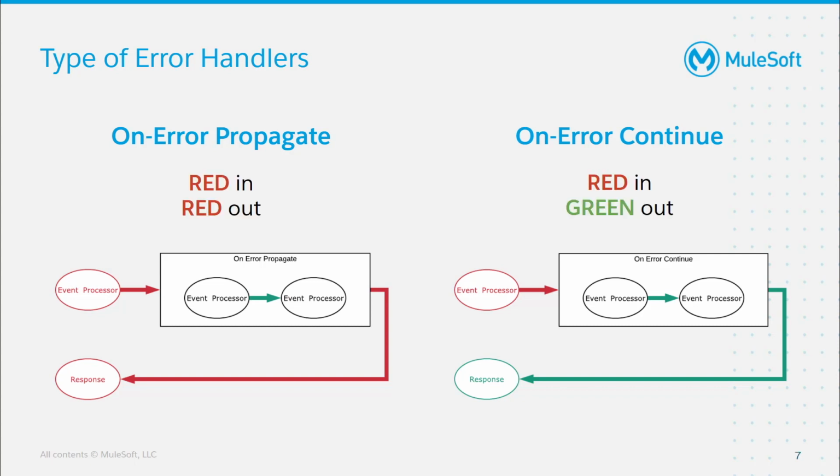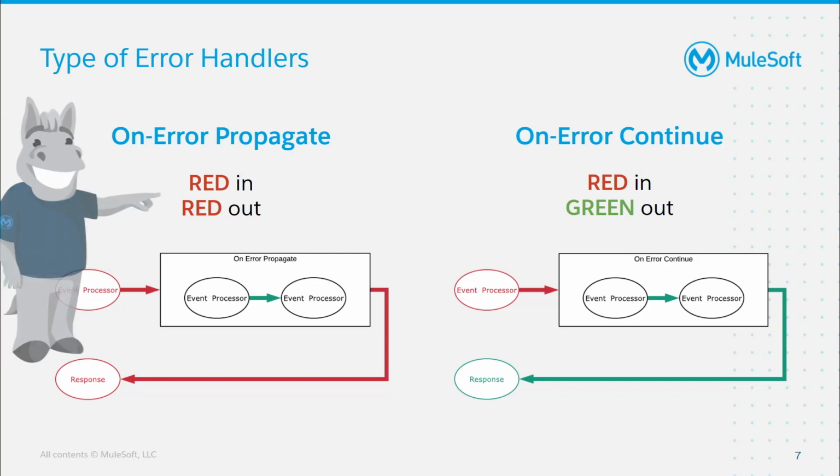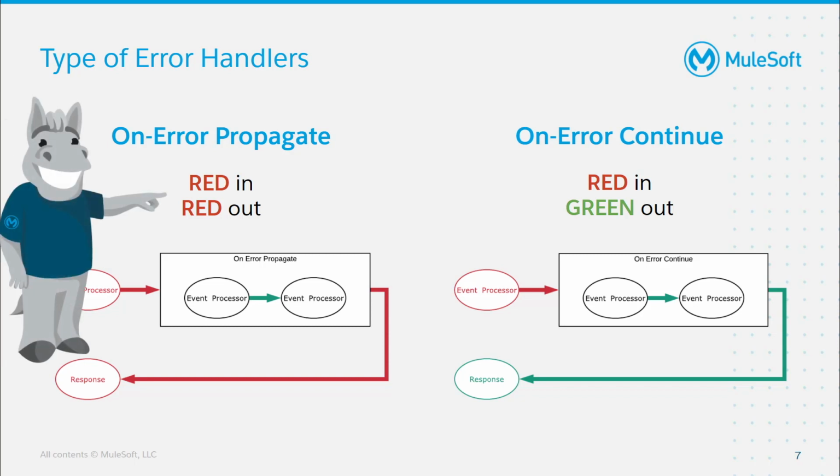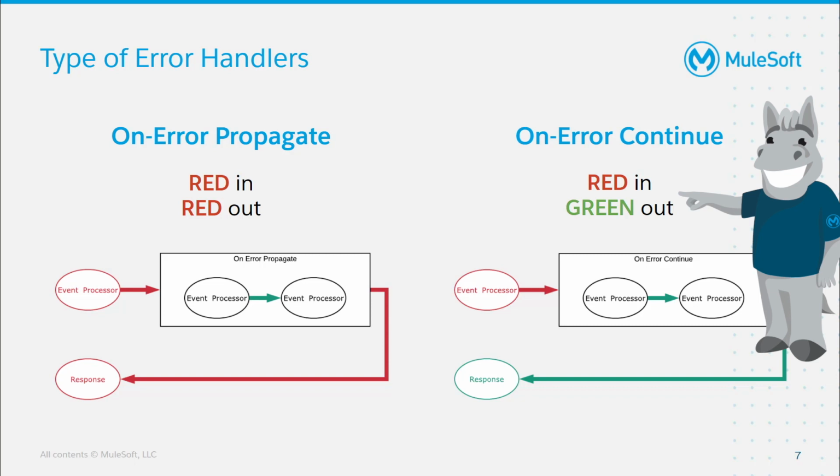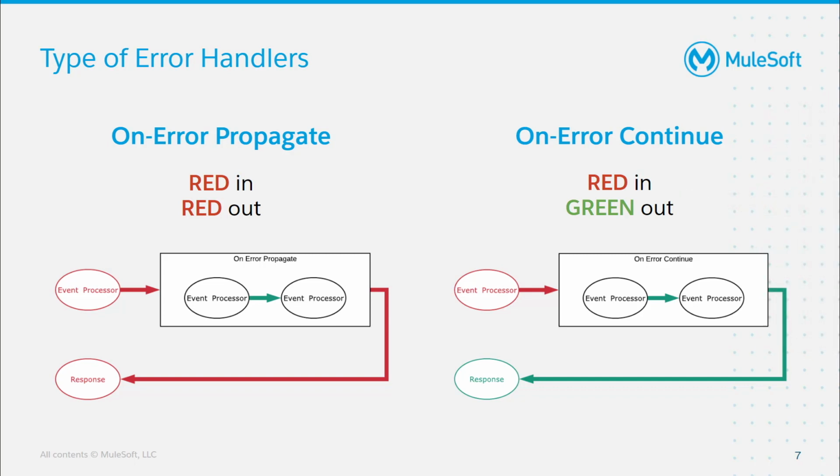Another way to think about this is in terms of colors. On-error propagate has an error message coming in and an error message going out. Red in, red out. Conversely, on-error continue has an error message coming in and a success message coming out. Red in, green out. If you take nothing else away from this presentation, remember that on-error propagate is red in, red out. On-error continue is red in, green out.